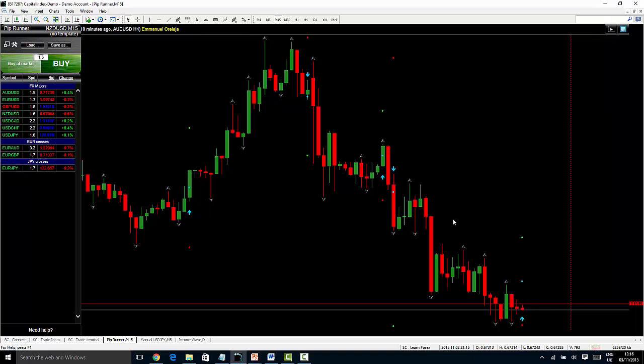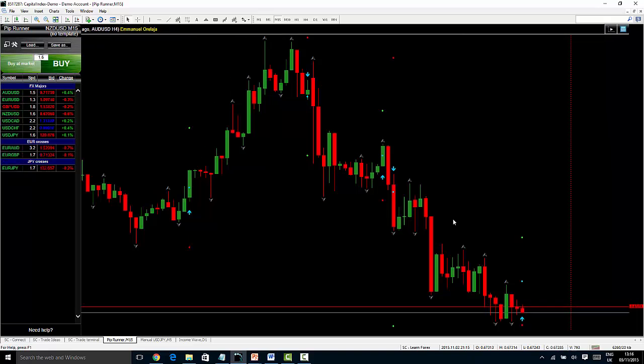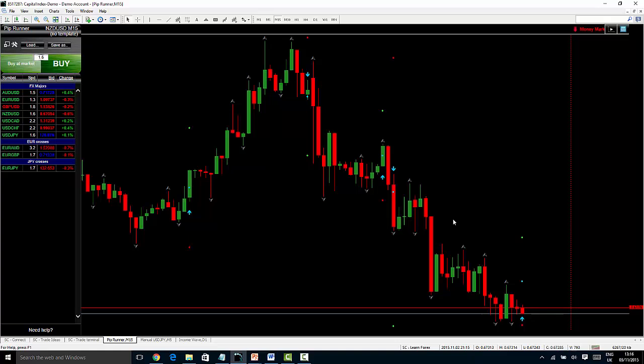But I must point out, with the pip runner trading system, you do want to use your discretion to make sure that you're aware what's going on the higher time frames. We all know that the higher time frames control what takes place on the lower time frames. So check the higher time frames first to work out your context and direction that you'd like to trade, and then take the signals on the 15-minute chart in that direction.